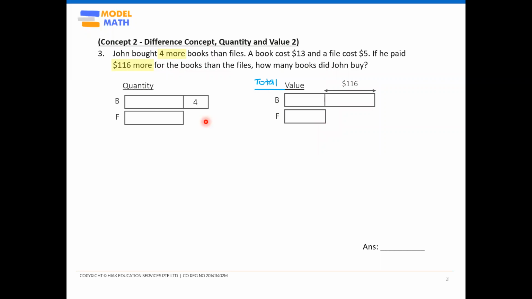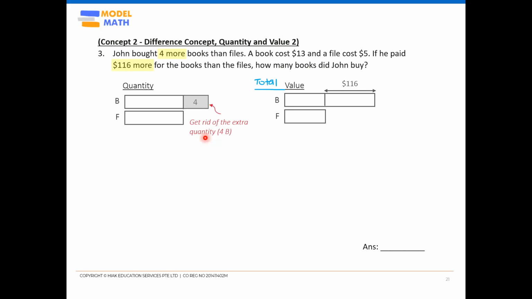Right, okay. So now I see 2 types of difference here. Looking at the models, I have a quantity difference as well as a total value difference. In this case, what we will choose to do is to get rid of this extra quantity first. If you're asking why not get rid of the extra $116, it's simply because it's easier to convert quantity to a value later on rather than doing the other way around. So we're going to get rid of the extra 4 books. You shall see what we do later. So let's just lightly shade it away.